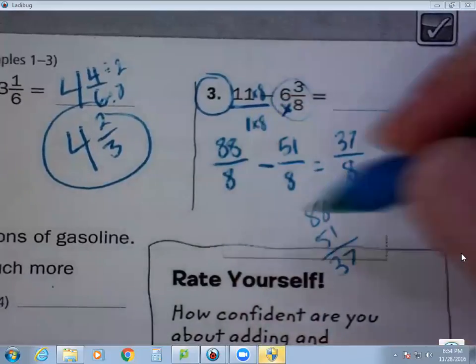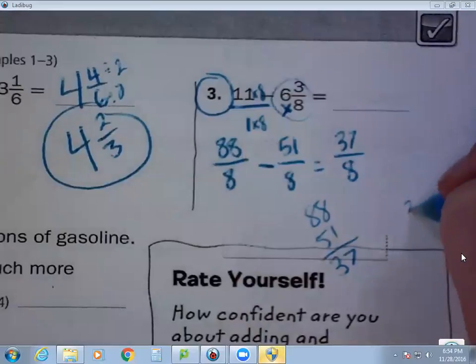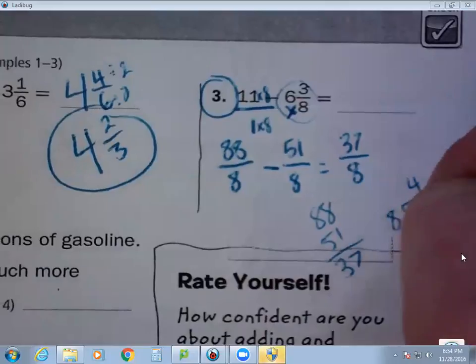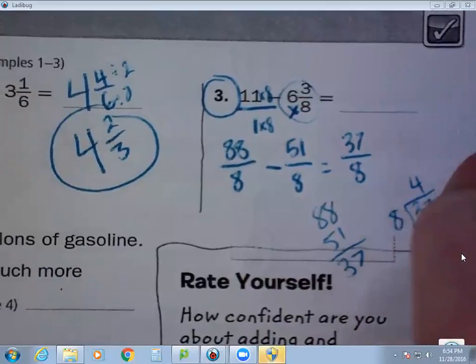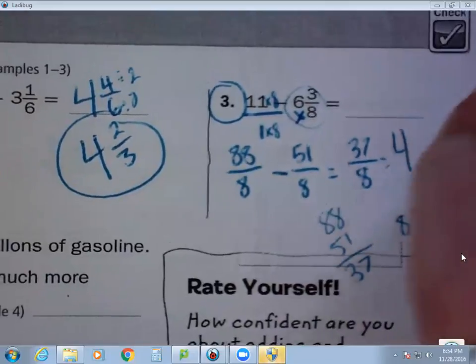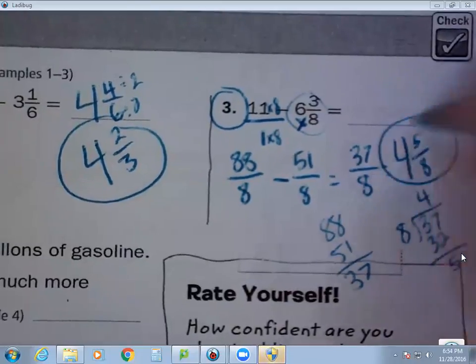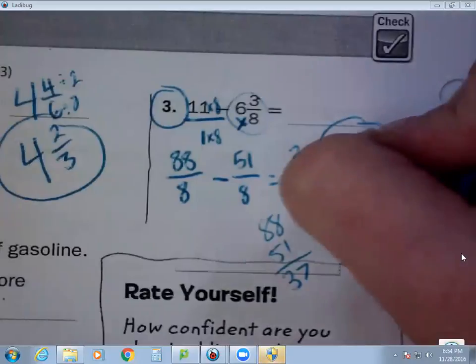And I need to change this back into a mixed number. So 37 divided by 8. Remember, you need to be fluent in this. We can do this fast. 8 times, excuse me, 4 is 32, which leaves us with 5. So I've got 4 whole groups of 8, and I've got 5 little eighths left over. 5 is prime, so that's what I've got is 4 and 5 eighths.